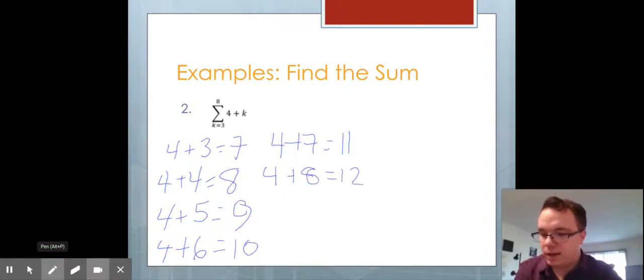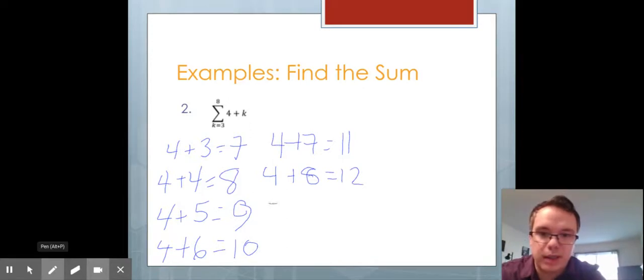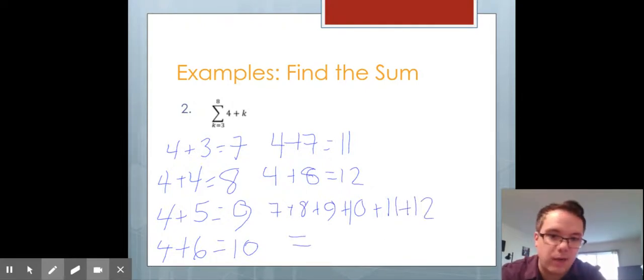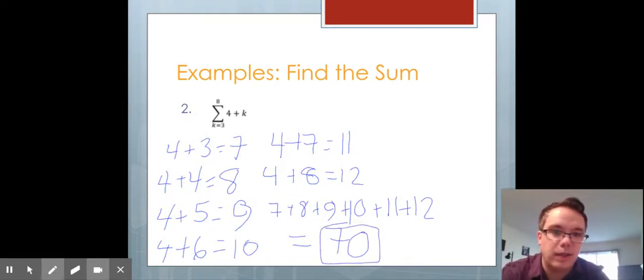Then we have to add all our terms together: 7 plus 8 plus 9 plus 10 plus 11 plus 12. If we add them all up, we get a grand total of 70. So the sum for our finite series here is 70. The third to eighth terms of this series add up to 70.